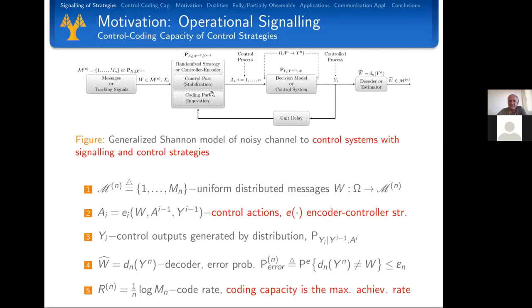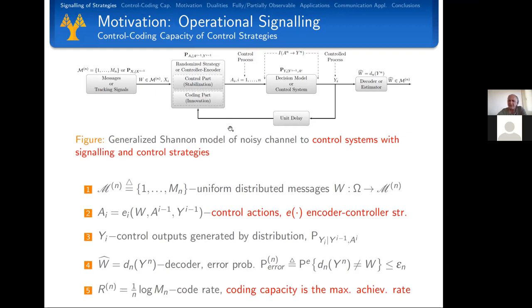If you notice here, I just replaced this encoder part. Do you see my cursor, right? Yeah? I can see it perfectly. Yeah, so basically what I did here, I replaced this encoder part and called it a randomized strategy or controller-encoder. And then I break it into two parts, a part that is responsible for stabilization and the other part which is responsible for information transmission. I will come back to this.